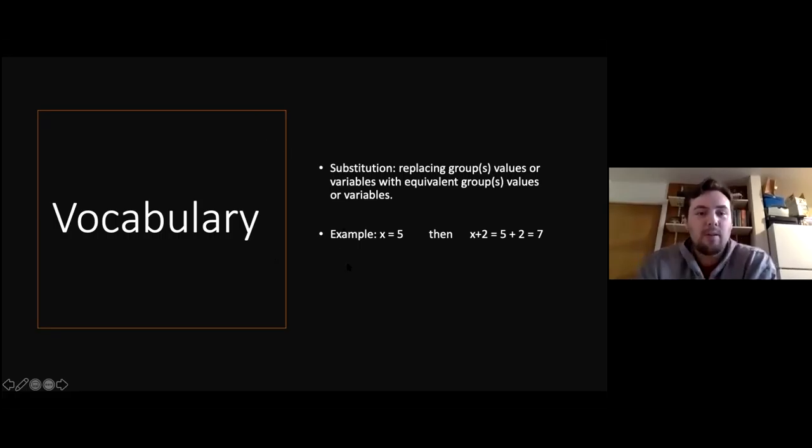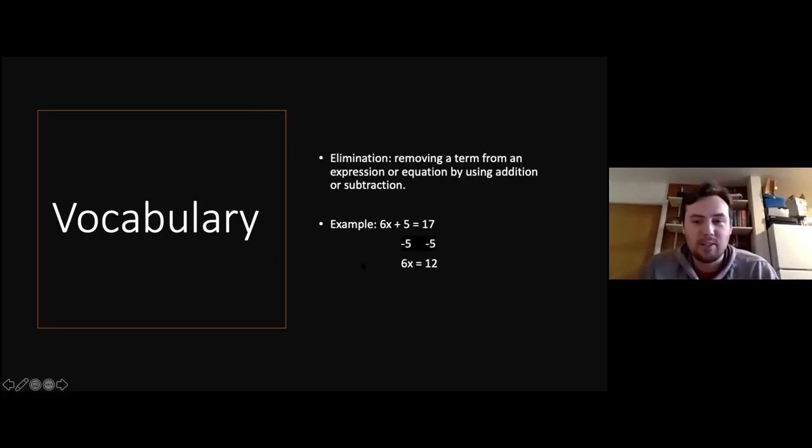Okay, so if we go over elimination, the mathematical definition is removing a term from an expression or equation by using addition or subtraction. So you've done this thousands of times when you're simplifying expressions, just as we did with substitution. But with elimination, if you had an equation that says 6x plus 5 equals 17, you would subtract 5 from both sides. The first thing we want to do is get x by itself to solve for x. So to get x by itself, the first thing we do is subtract 5 from both sides. And what did that do? That eliminated the 5 from that side of the equation. You eliminated it. So this is a form of elimination that you've all done multiple times. And then from this point, if you wanted to solve for x, you could divide both sides by 6, get x by itself, and then you find the value for x. But this first step, this is elimination.